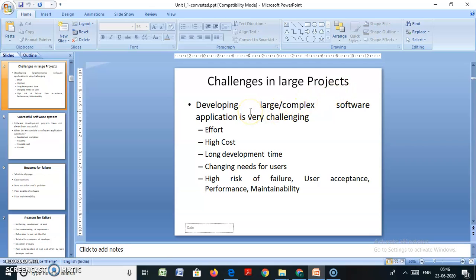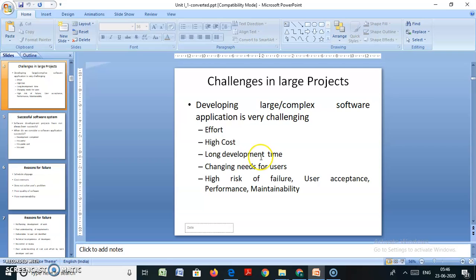Next, challenges in large projects. When developing large, complex software systems, we face some challenges. The challenges are effort and high cost. If the solution is not successful, the entire investment goes to waste, and the effort also goes to waste. Another is long development time. We can take long development time when developing the project.